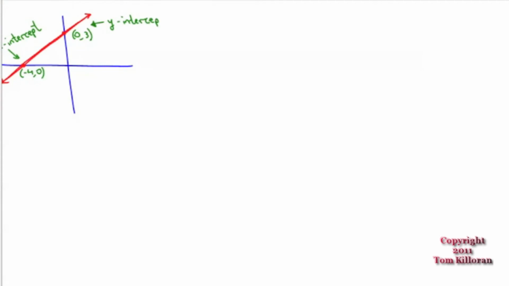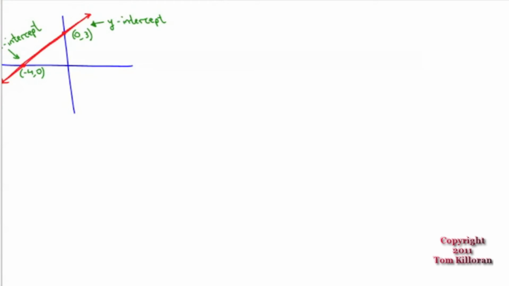And basically all these are is, where does your graph cross the x-axis? That becomes your x-intercept. Where does your graph cross the y-axis? And that becomes your y-intercept. So it's kind of logical in its way. And all x-intercepts have a y value of 0, and all y-intercepts have an x value of 0. The other coordinate could be anything. It can be absolutely anything.